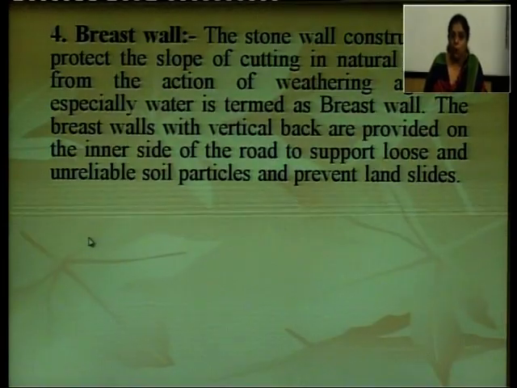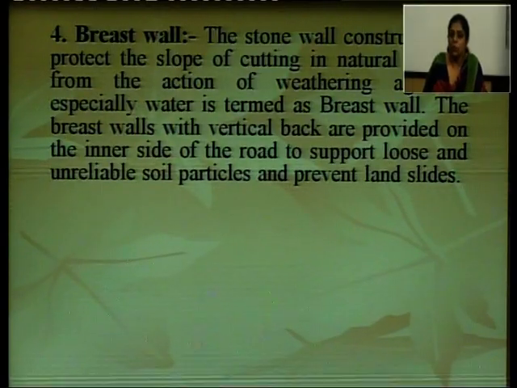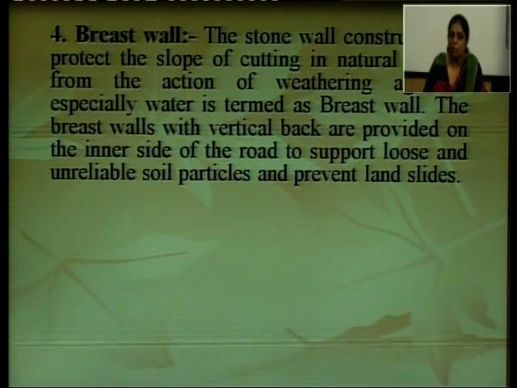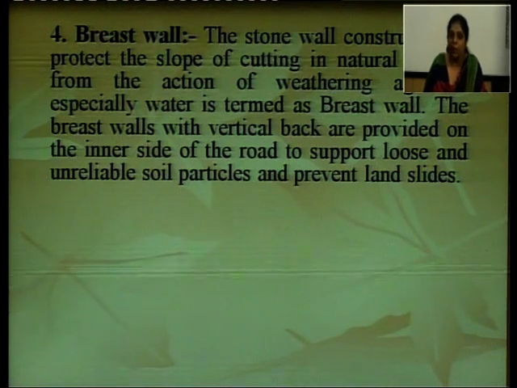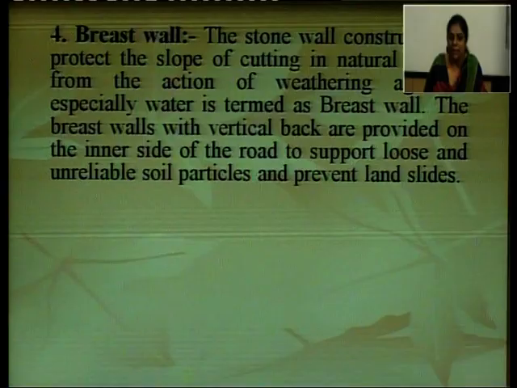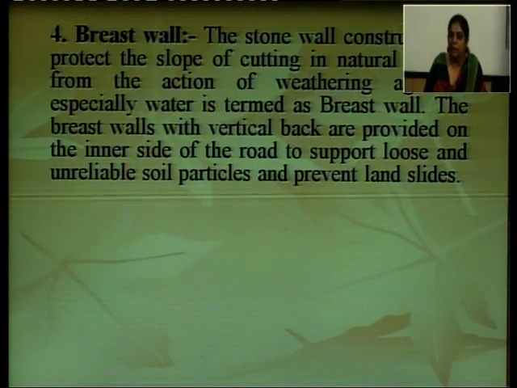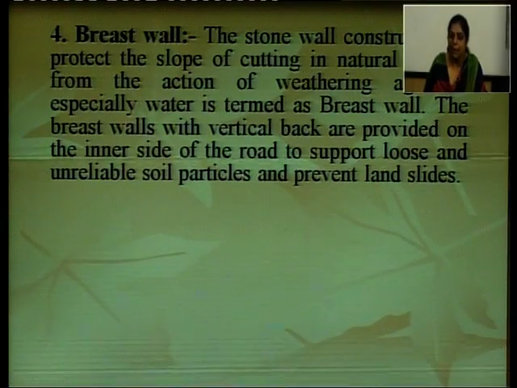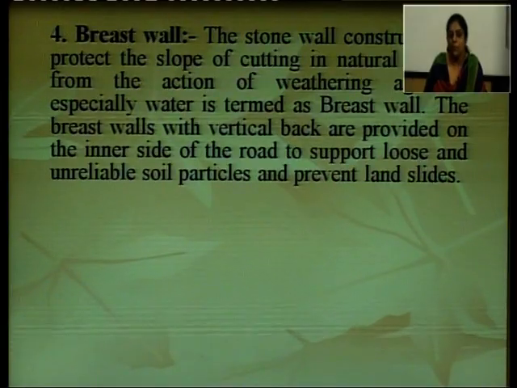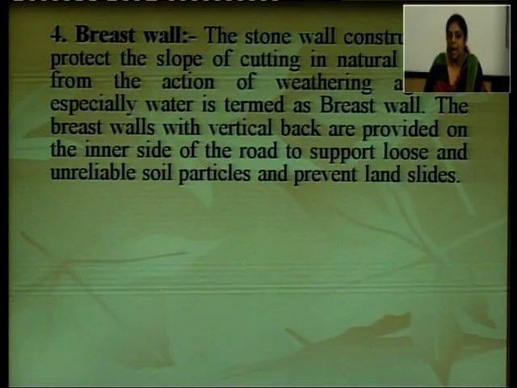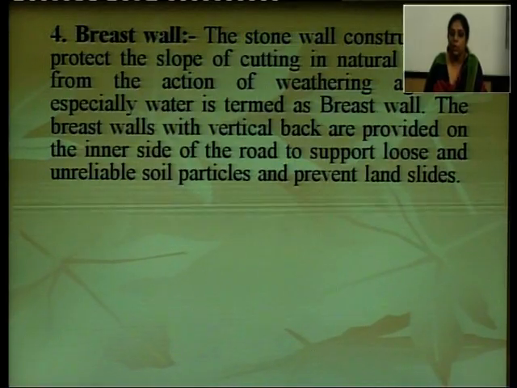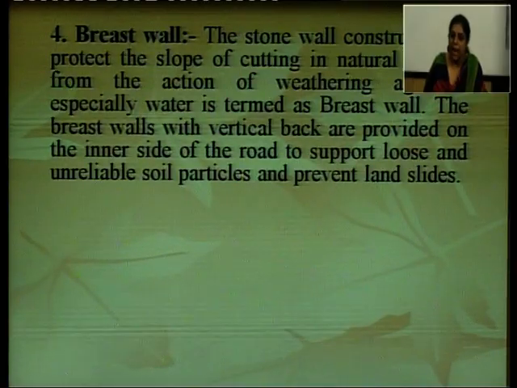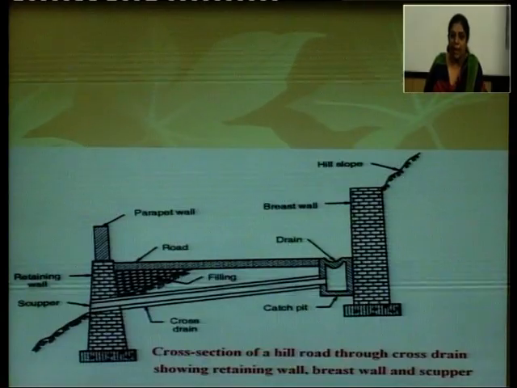So, now we talk about the breast wall. The stone wall constructed to protect the slope of cutting in natural ground from the action of weathering agencies, especially water, is termed as breast wall. The breast walls with vertical back are provided on the inner side of the road to support loose and unreliable soil particles and prevent landslide.